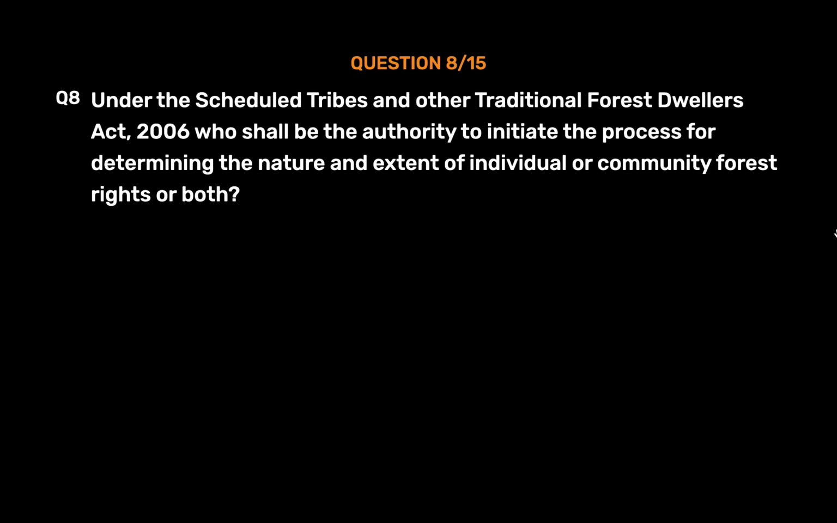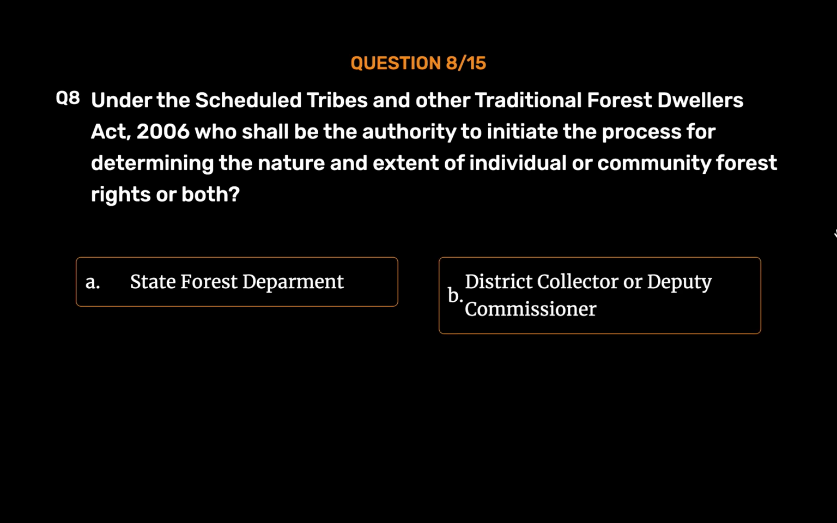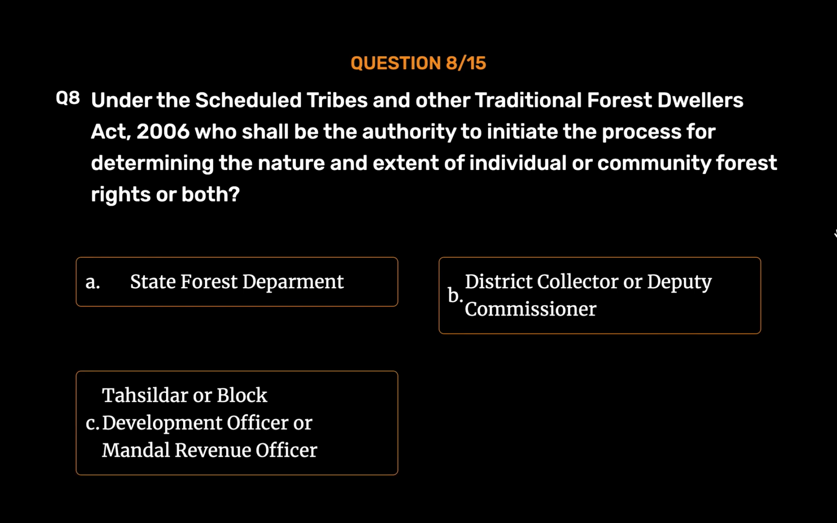Question number 8. Under the Scheduled Tribes and Other Traditional Forest Dwellers Act, 2006, who shall be the authority to initiate the process for determining the nature and extent of individual or community forest rights, or both? Option A. State Forest Department. Option B. District Collector or Deputy Commissioner. Option C. Tahsildar or Block Development Officer or Mandal Revenue Officer. Option D. Gram Sabha. The correct answer is option D. Gram Sabha.